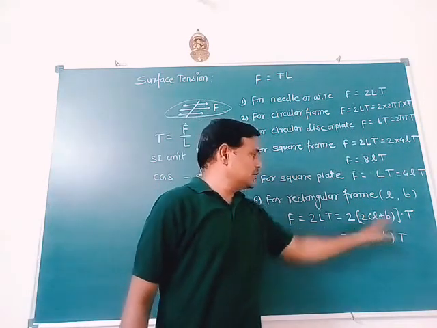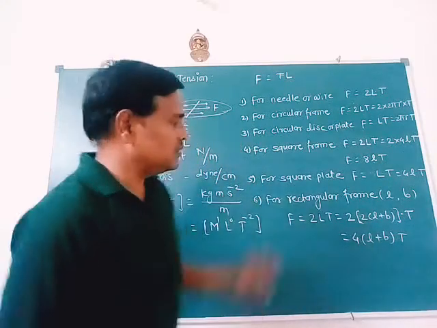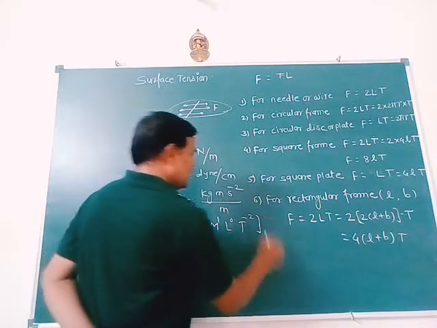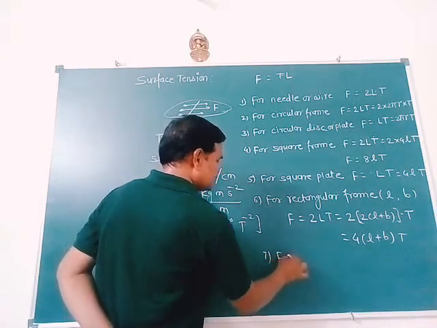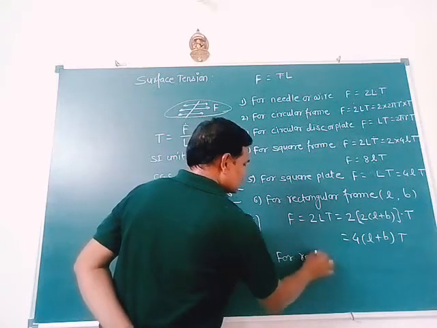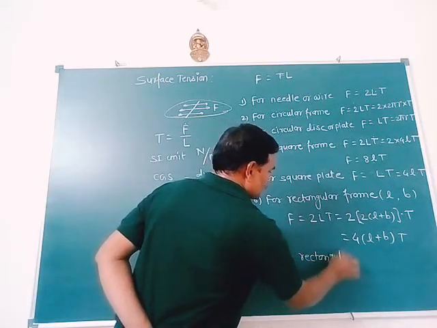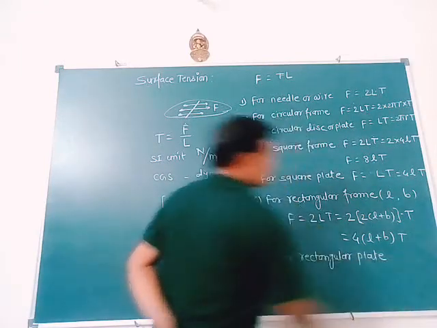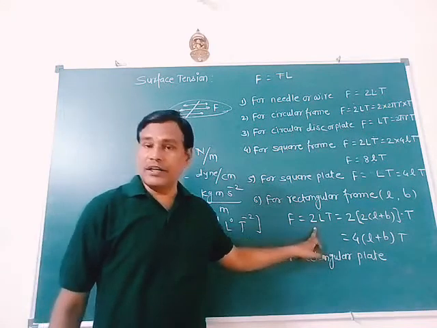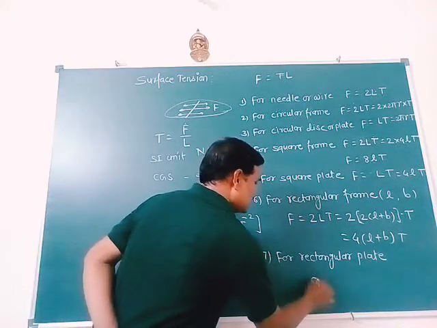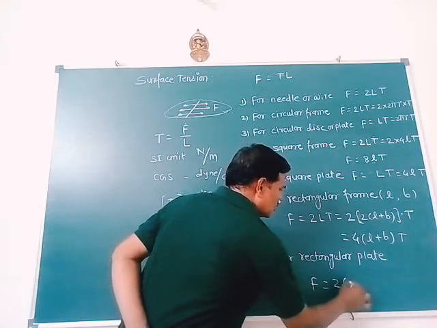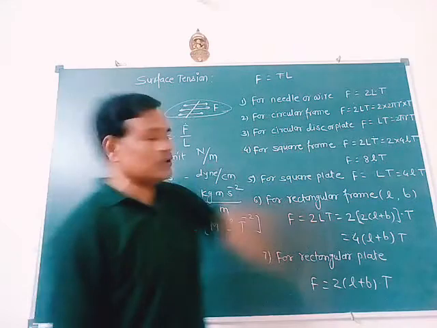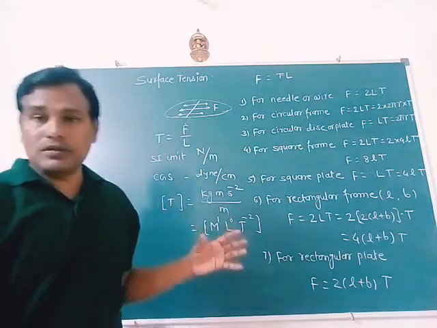Taking length and breadth, 2 times l plus b is the perimeter of the rectangular plane. And finally, for a rectangular plate, the factor 2 will not come, so capital F equals just 2 into small l plus b into capital T. So these are the different formulas used to solve the problems.